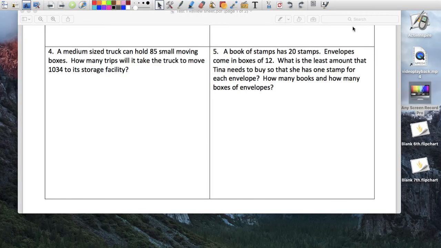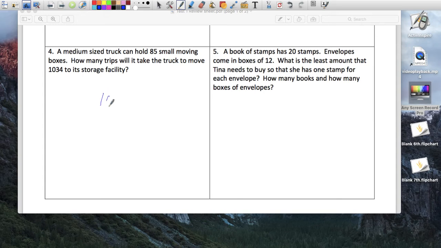And one of the ways you can do it is by using division. One trip can take 85 boxes, so you can do addition if you want, but that's just going to take a long time. So 2 trips would take 170 boxes, 3 trips would take 255 boxes, and so on and so forth. But that's going to take you a long time. Or you can just do division.